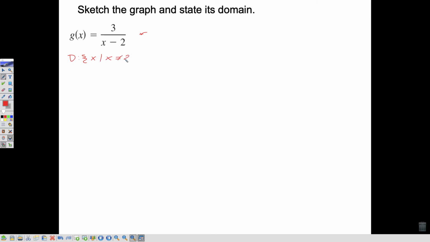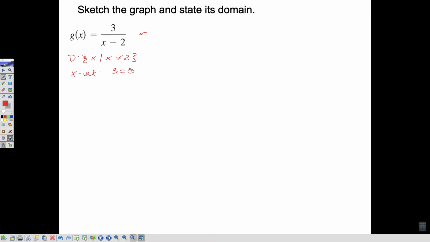x not equal to 2. Okay, now what? You gotta do your x-intercepts. How do I find them? Set the numerator to 0. Make sure you're labeling your work, right? So 3 equals 0.